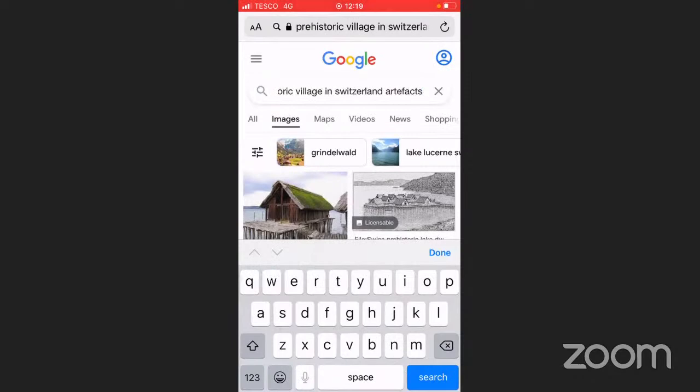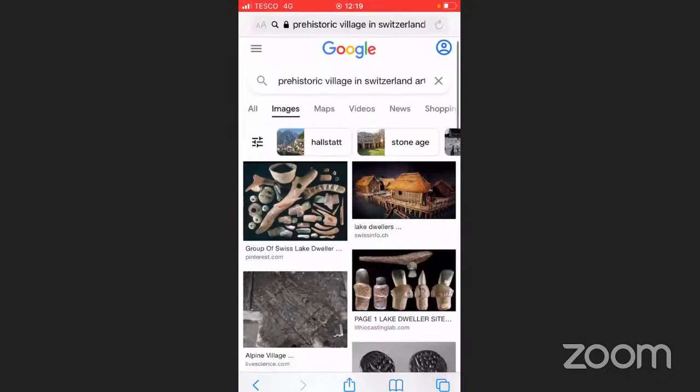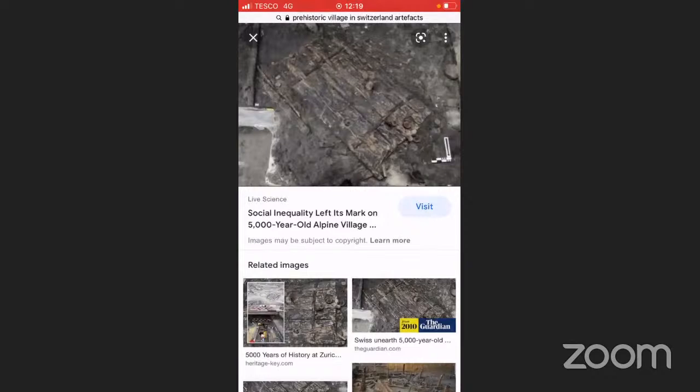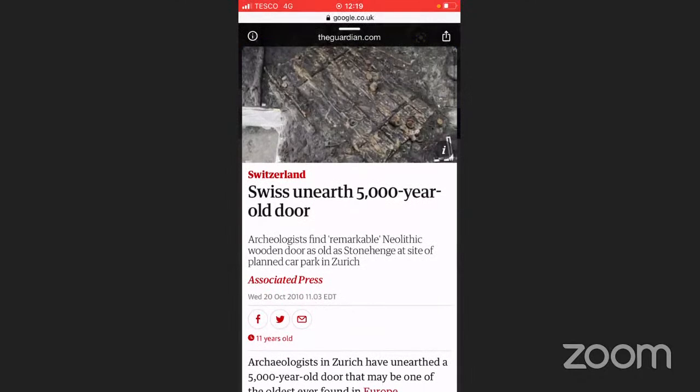Right, there's everything going on here. Okay, there we go. So what we've got, it's saying social inequality left its mark on a 5,000-year-old Alpine village. Do you know what we're going to do, Goth? Do you see the word Guardian there? This is for you. Let's just have a little read of this one. Swiss unearthed 5,000-year-old door. Yes, Guardian. Archaeologists find remarkable Neolithic wooden door as old as Stonehenge. Oh my God, there's a link there. I can't make this up. So we've got the Guardian, you mentioned. Then we've got Stonehenge. That article is great.